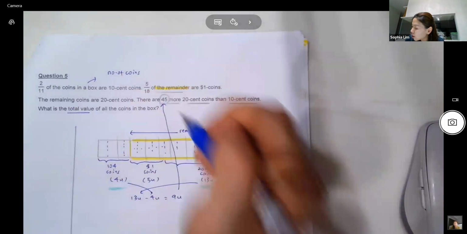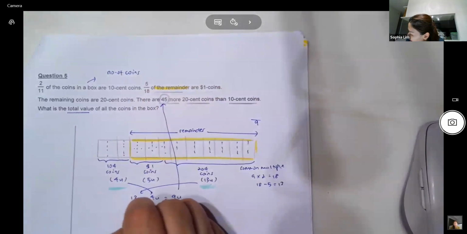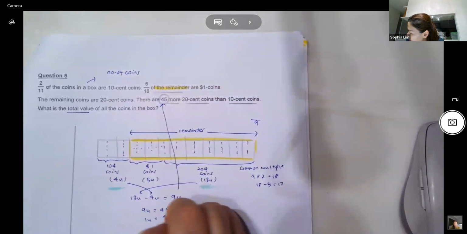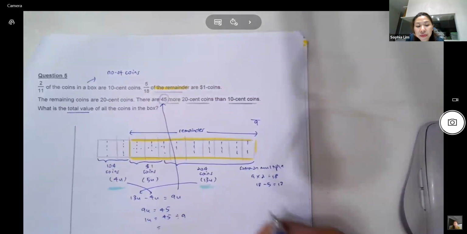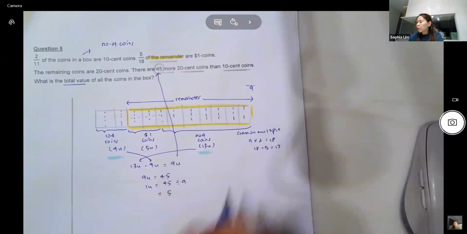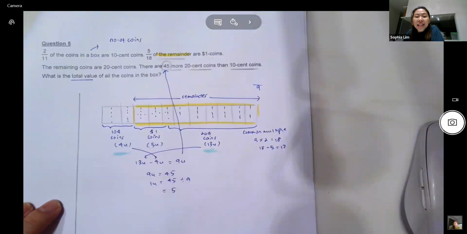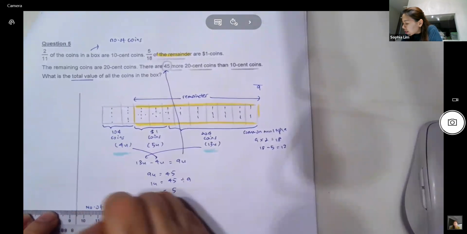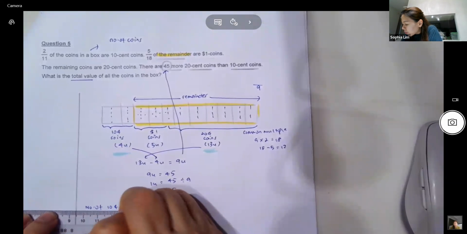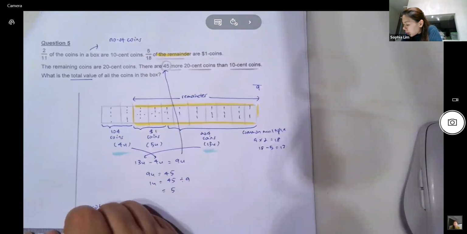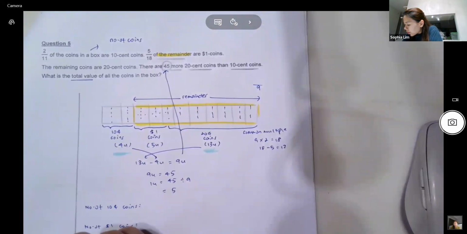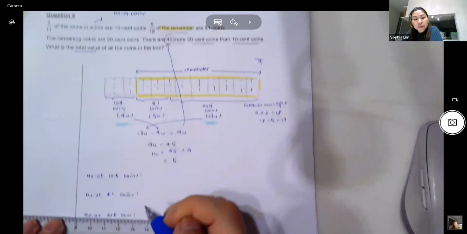9 units, we link it to that 45 here. 9 units equivalent to 45. 1 unit is 45 divided by 9, which is 5. So what you are looking at here is still the number of coins. So in the correction, a lot of you forgot to write this: number of 10-cent coins, number of $1 coins, number of 20-cent coins.